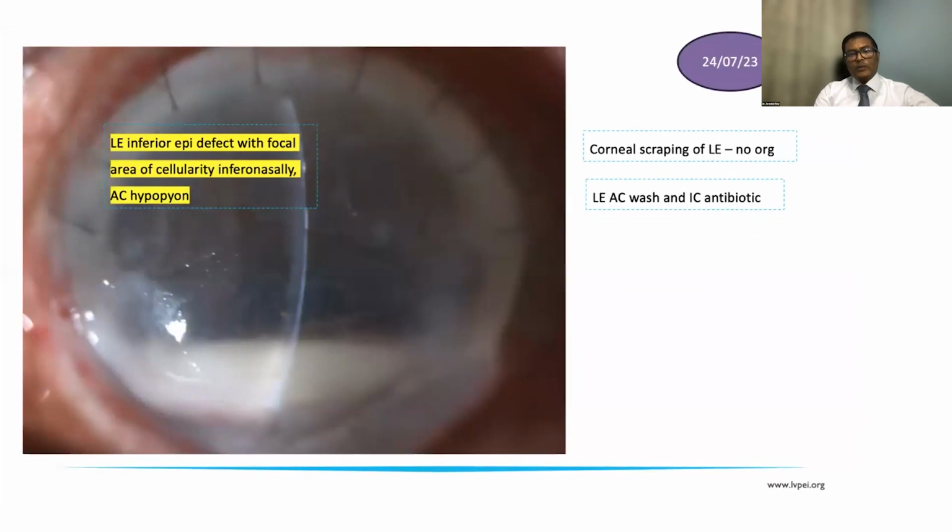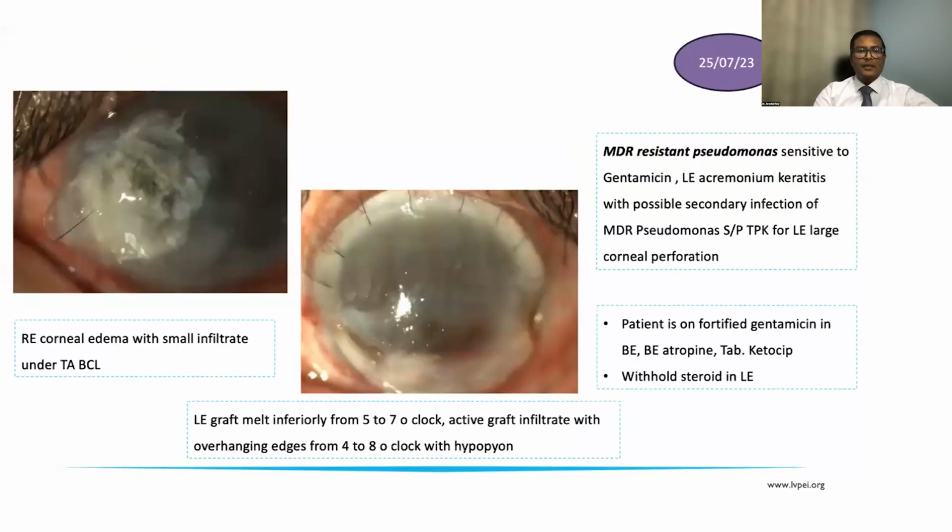So we continued to treat with the antibiotics in the left eye, but there was still a persistence of the hypopyon, and the anterior chamber always showed a possibility of a recurrence in such a scenario. We always try to wait for the steroid, and accordingly we withdrew the steroid in this case because this patient was fungus to start with, and there could have been a possible secondary infection.